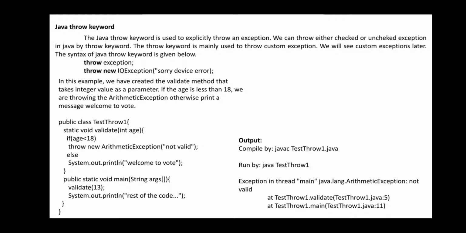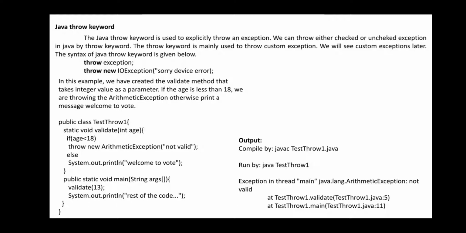Okay. Then you are going to have an example here. In this example, we have created the validate method that takes an integer value as a parameter. If the age is lesser than 18, we are throwing the arithmetic exception, otherwise printing the message welcome to vote.